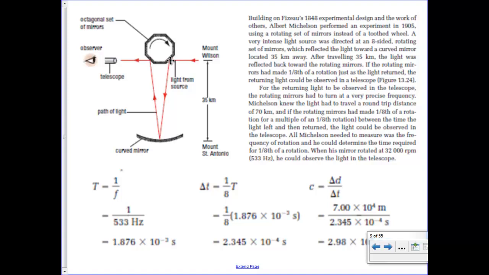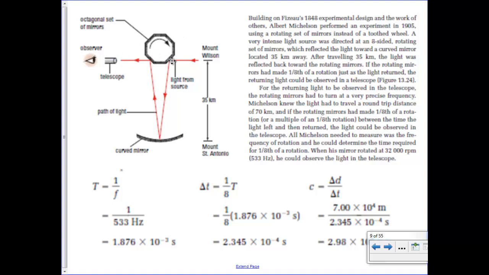Shoot the light at an octagonal mirror. The light would then bounce down off of this curved mirror, bounce back up, hit the octagonal mirror again, and then go through here. And they set this so that it was like 35 kilometers away. So a fairly long distance for light to travel, obviously, right? The idea is that they're then going to cause this mirror to spin. As the mirror spins, if it's set up correctly, sometimes the light will hit this, bounce there, go up, and you'll actually be able to see it.